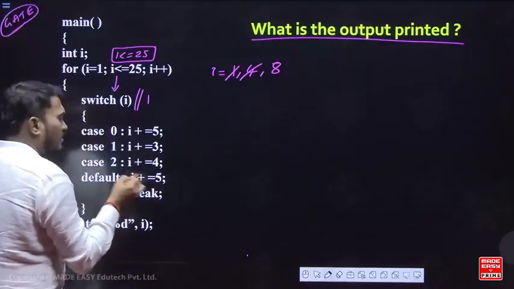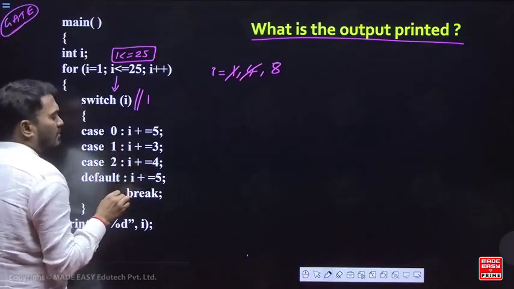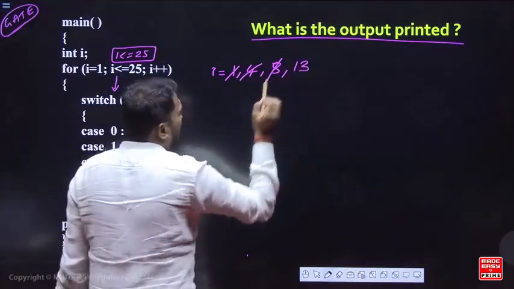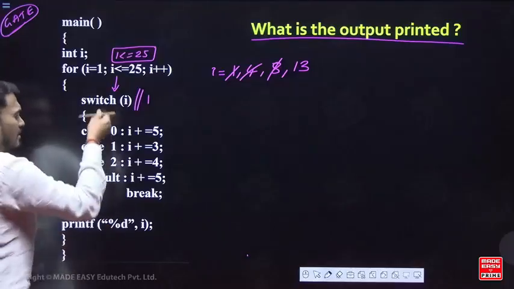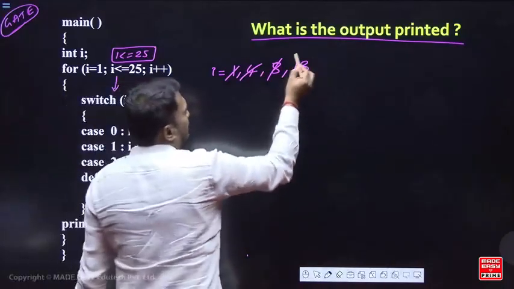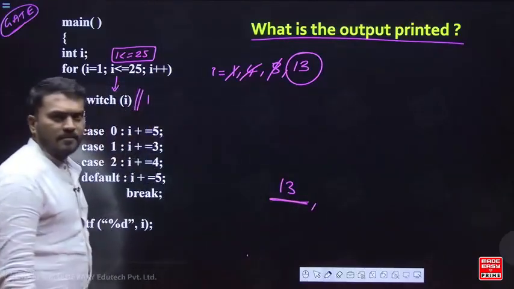And next it will also execute default because there is no break here. I equal to I plus 5. So 8 plus 5, how much? 13. Okay, break. Now it is completed. You come out of the switch case. Printf percentage I. Tell me what is the I value you are having? 13. So 13 will be the first output printed.